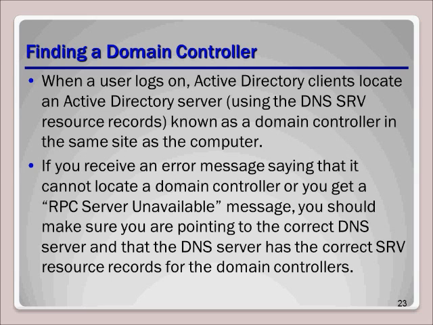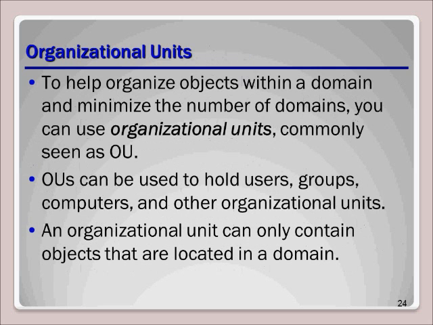When a user logs on, Active Directory clients locate an Active Directory server, known as a domain controller, in the same site as the computer, using the DNS SRV resource records. If you receive an error message saying that it cannot locate a domain controller, or you get an RPC server unavailable message, you should make sure you are pointing to the correct DNS server and that the DNS server has the correct SRV resource records for the domain controller.